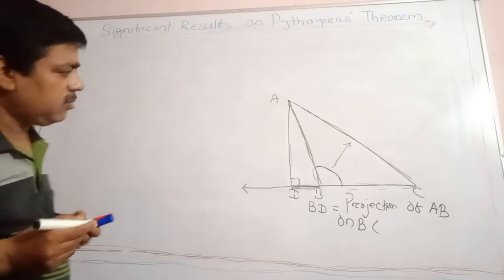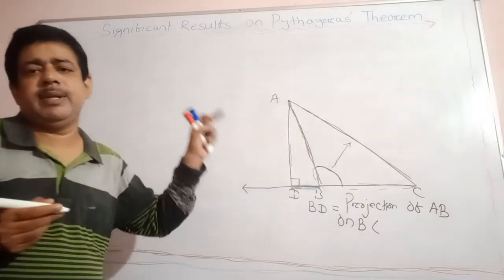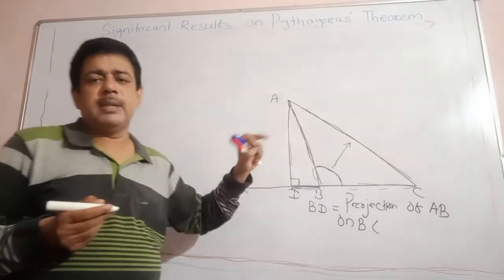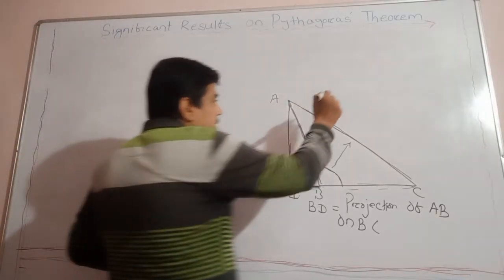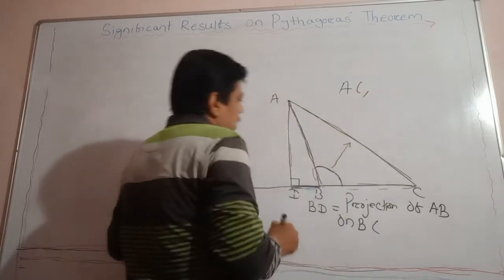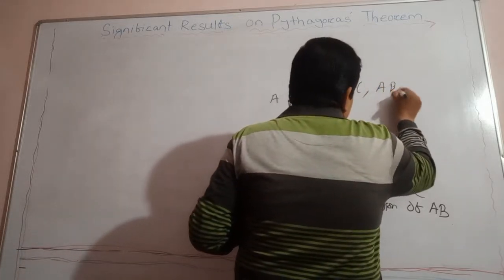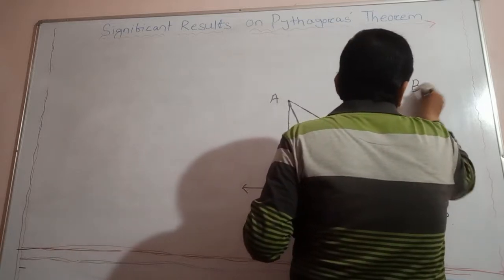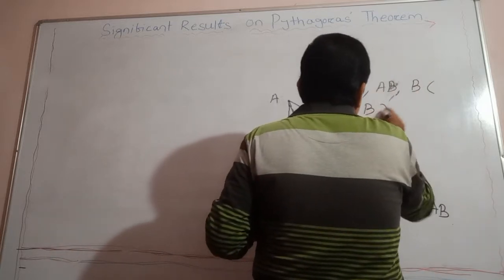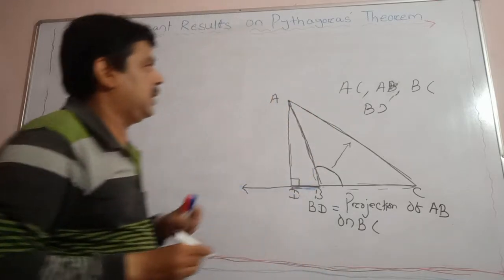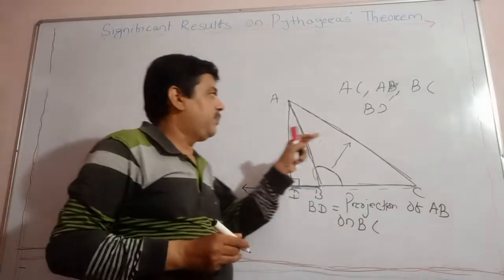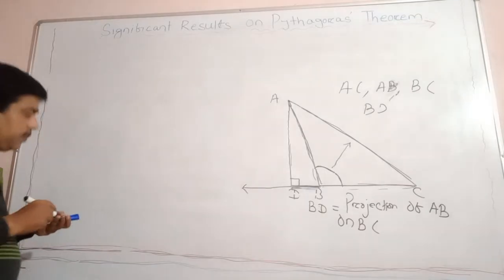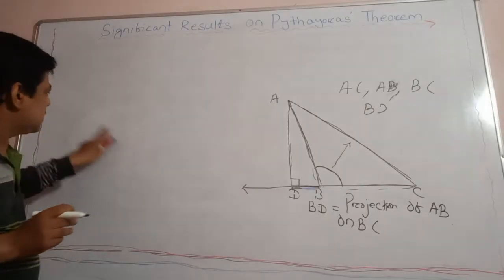Understand? So today we are discussing the relationship between the three sides of the obtuse angle triangle. One side is AC, and other sides are AB and BC, and the projection BD. What is the relationship between the side AC, AB, BC, and the projection BD? Understand? This important statement I am going to explain now.